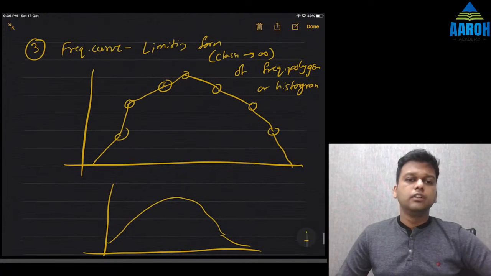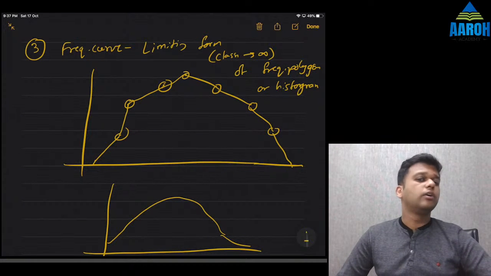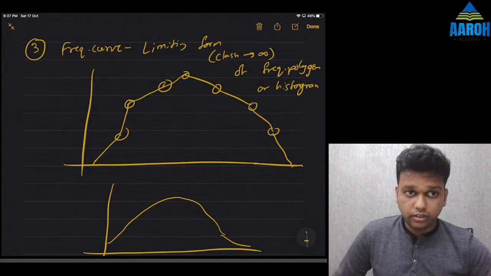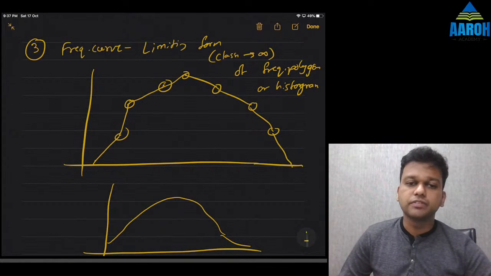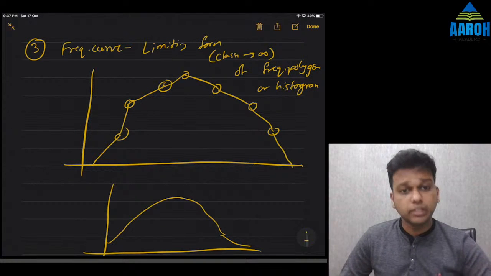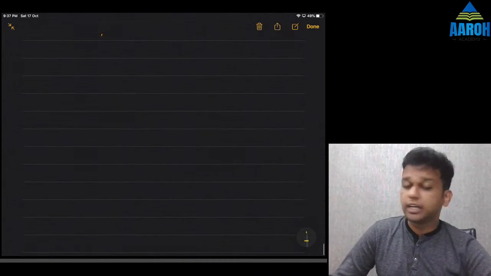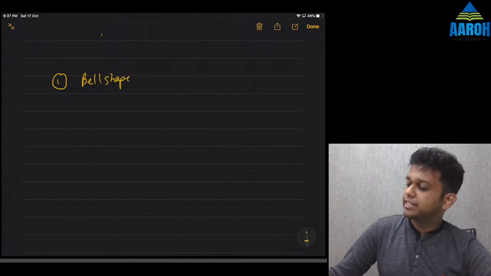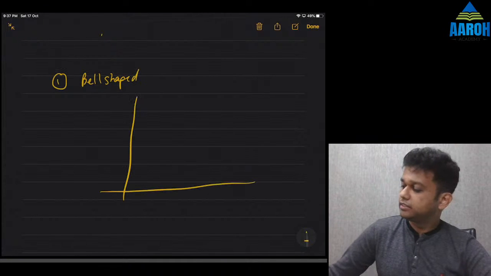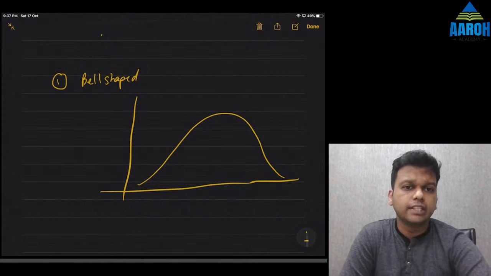Now a frequency curve can be of any shape. However, according to the module, a frequency curve is only of 4 types. So we have to remember it like that only, because from the exam point of view, we'll have to take 4 types only. That is what you have to write. One is bell-shaped. A bell-shaped frequency curve looks like this.